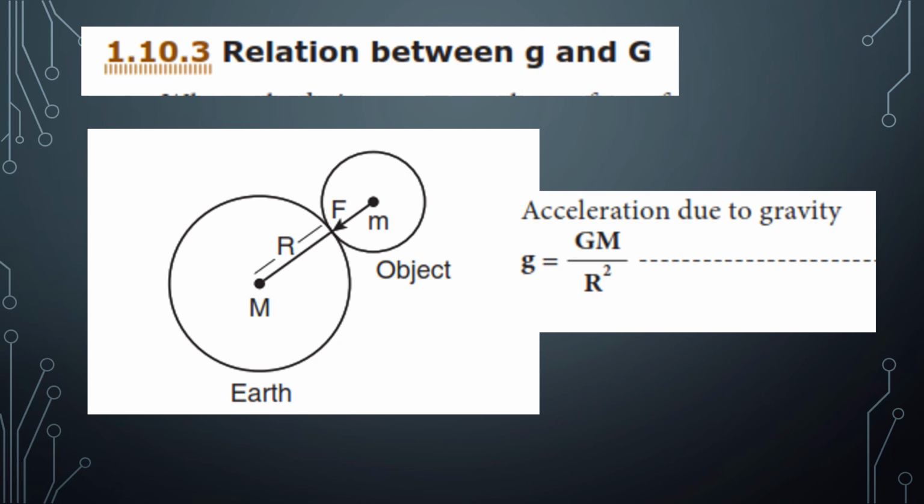Now, the same force can be obtained from Newton's second law of motion. According to this law, the force acting on the body is given by the product of its mass and acceleration. Here, the acceleration of the body is under the action of gravity, hence a is equal to g. F is equal to ma, which is equal to mg. Comparing both the equations, mg is equal to G capital M small m by R squared. Acceleration due to gravity, small g, is equal to capital G capital M by R squared.